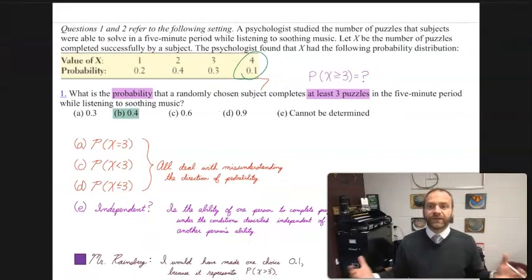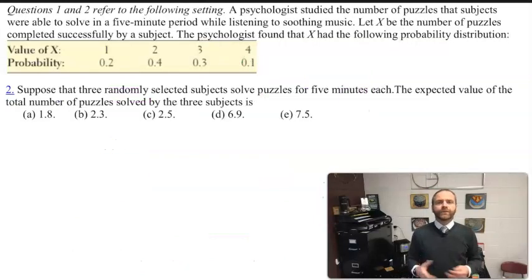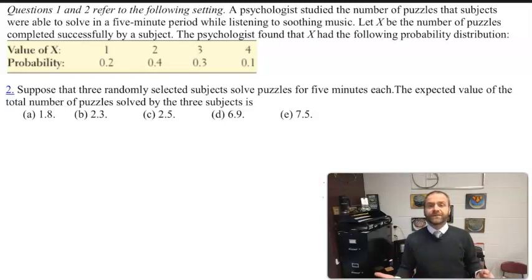All right, so let's move on to question 2, which deals with the same prompt. In question 2, we're told to suppose that we have 3 randomly selected people, and they complete the puzzles for 5 minutes each. We're asked to find the expected value of the total number of puzzles completed by these 3 subjects. All right, so I have the same table, same information.